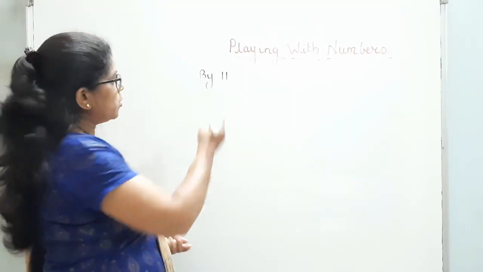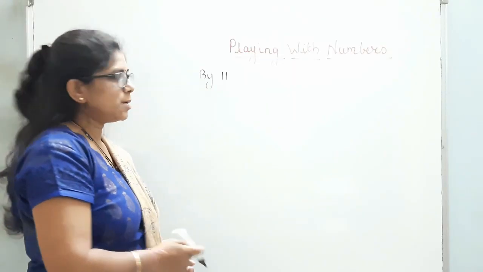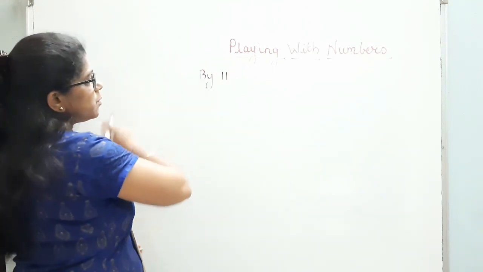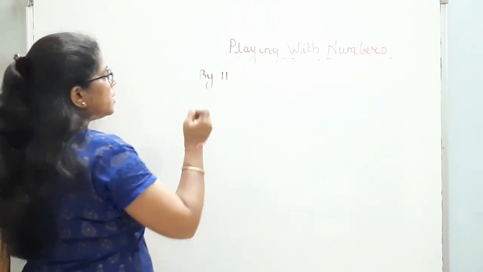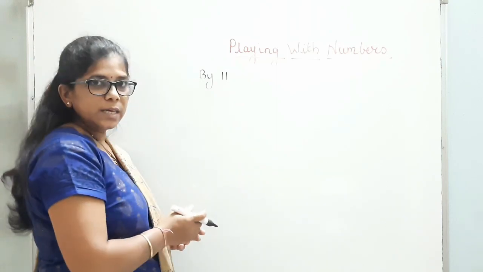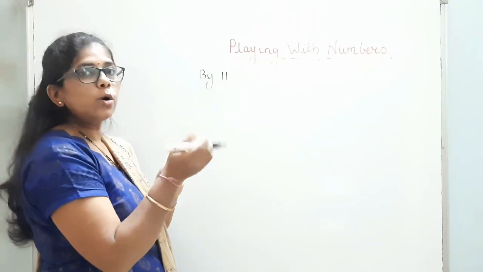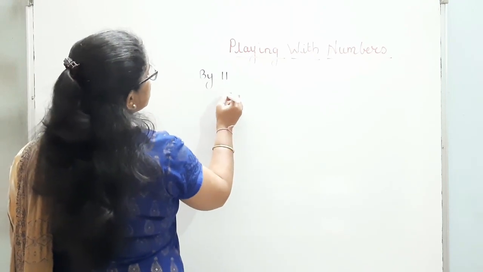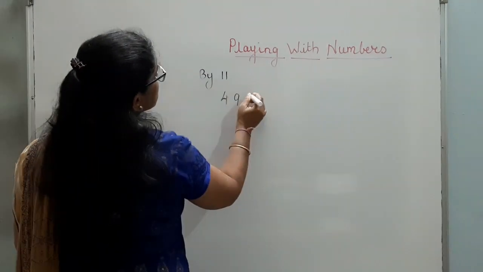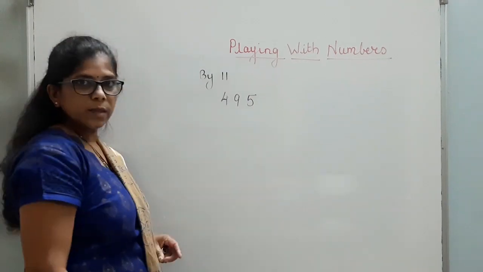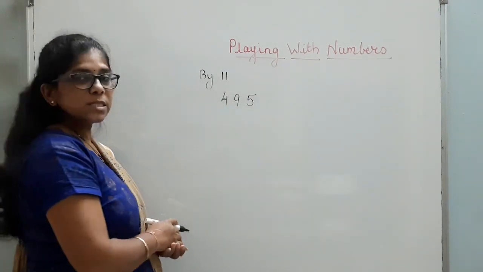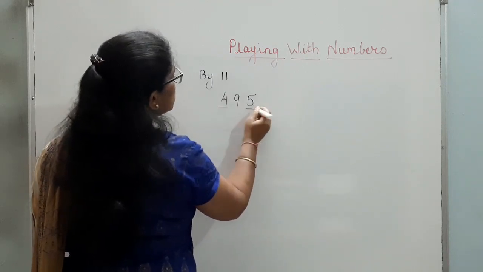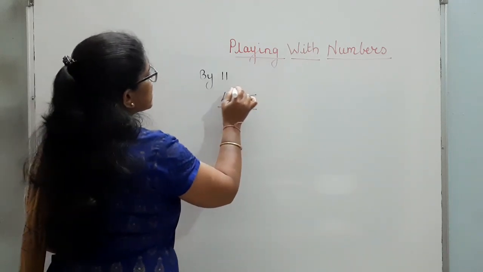This is one important rule to check whether the number is divisible by 11. So how do we check whether the given number is divisible by 11 or not? Here what we do is find the sum of the alternate digits. Now what is the meaning of this? Suppose the given number is 495, and we have to check whether this number is divisible by 11 or not. We have to mark the alternate digits like this.